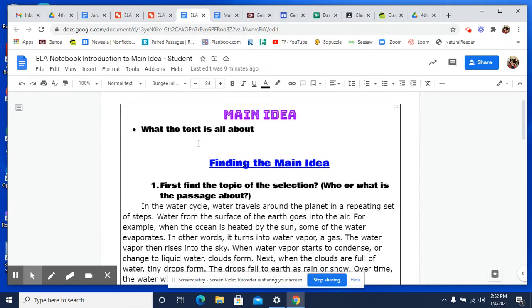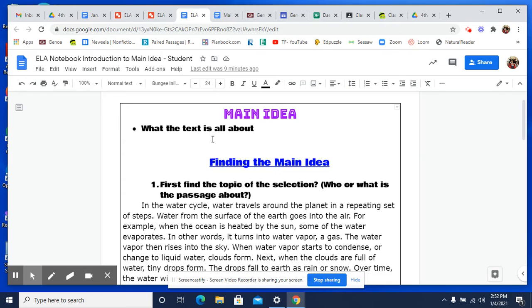So when we're talking about main idea and detail, we are talking about what the text is all about. So this whole year, I have had you give evidence for everything. And I know you're getting a little tired of it, but I'm going to continue. So whenever you answer a question, you always give the evidence. Well, let's think about that when we're talking about main idea and detail.